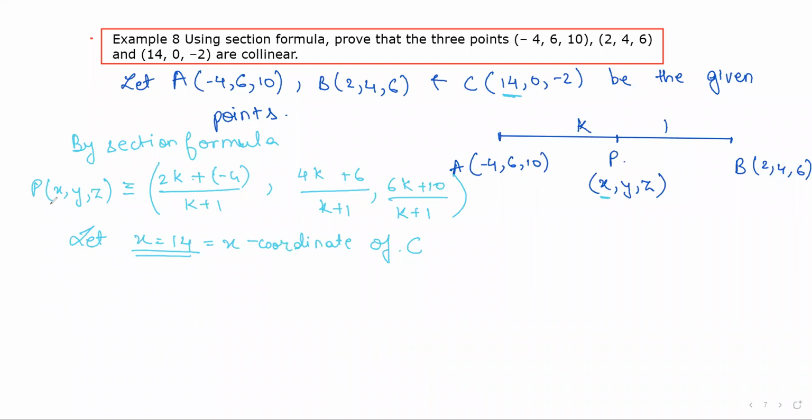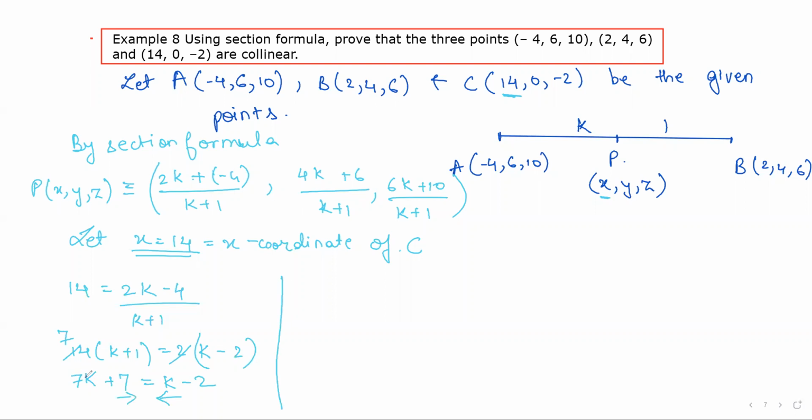If you do that, then you can equate this x with this. Your 14 will be equal to 2k minus 4 upon k plus 1. Your 14 into k plus 1 is equal to 2k minus 4, you can take 2 common. This 2 will be cancelled with 7. So you have 7k plus 7 is equal to k plus k minus 2. And here 7k minus 7 is 6k is equal to minus 14. So k is equal to minus 14 upon 6.